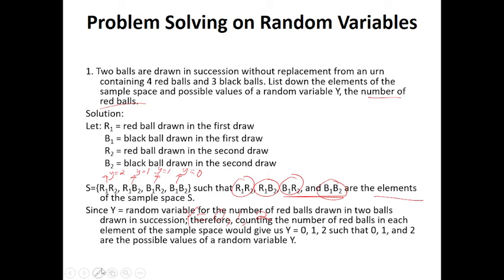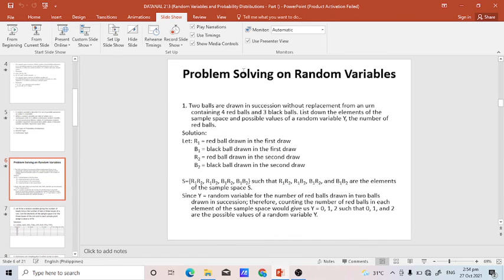So, ito siya. Since y equals the random variable for the number of red balls drawn in 2 balls drawn in succession, therefore, counting the number of red balls in each element of the sample space would give us y equals 0, 1, and 2. Such that 0, 1, and 2 are the possible values of a random variable y. Okay? So that's it. Did you get it? I hope you get it.